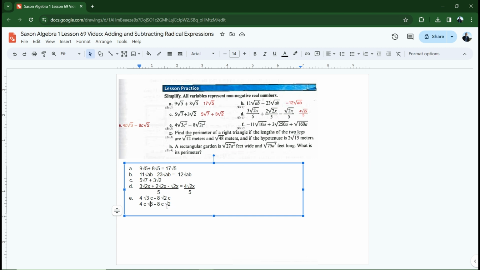Hey, one other quick thing. I could have factored out a c. This could have been c times, in parentheses, 4 square roots of 3 minus 8 square roots of 2.